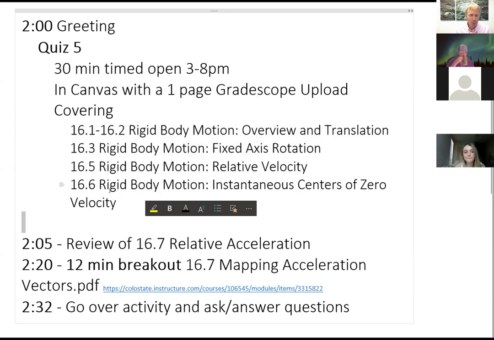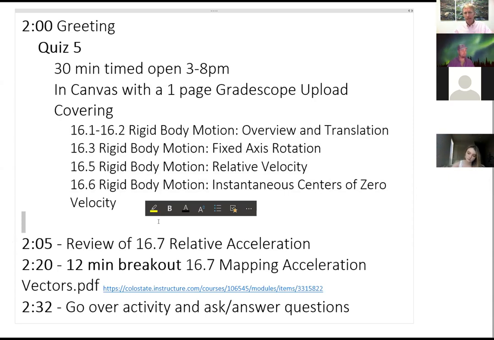So not including the relative motion acceleration, which we'll talk about today, although I would argue if you can understand the acceleration, the rest of these will probably seem fairly straightforward. As in chapter 16, it just keeps building on this general idea of relating angular to linear motion. So we'll do a review of 16.7 here shortly.